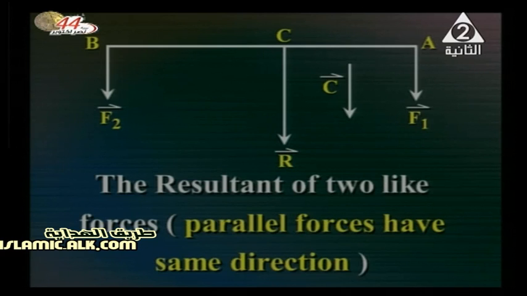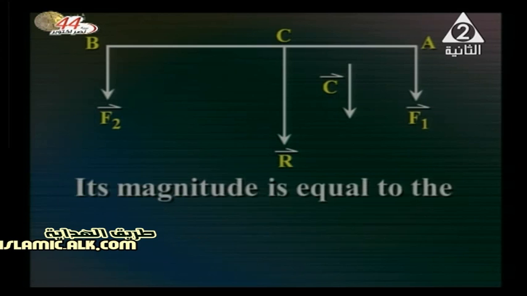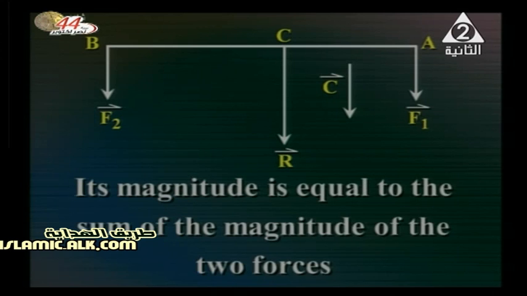The resultant of two like forces, or parallel forces, has the same direction. R is a force in the same direction as the two forces. The resultant of the two like forces F1 and F2 is R, in the same direction as the two forces. Its magnitude is equal to the sum of the magnitudes of the two forces, and its direction is the same as that of the two parallel forces.